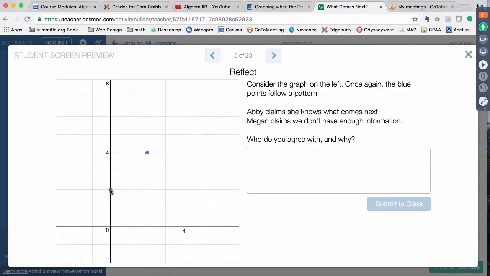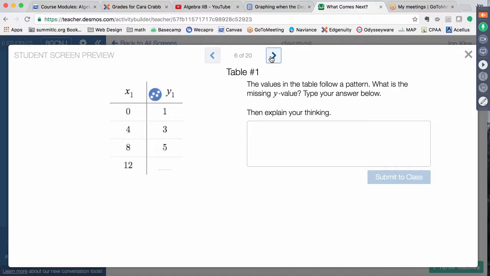Okay, so here we go. On this one, we got 2 points. Abby says she knows what comes next. Megan says we don't have enough information. Why do you think each one? Actually, both could be right depending on how you make your argument, so answer as you will. If it's linear, we probably do know the next point. If it's exponential or multiplying, we may not know the next point. So that's what you're going to get into, the differences.